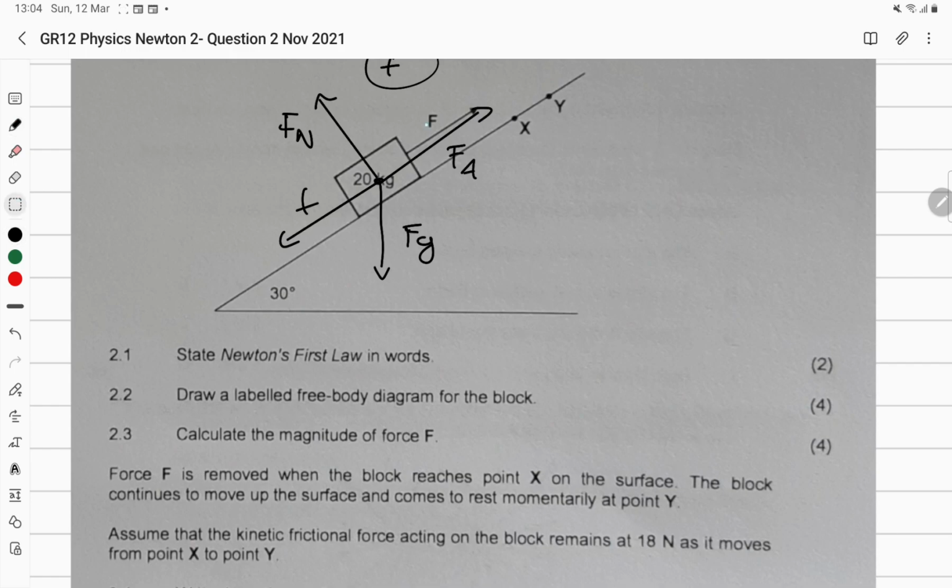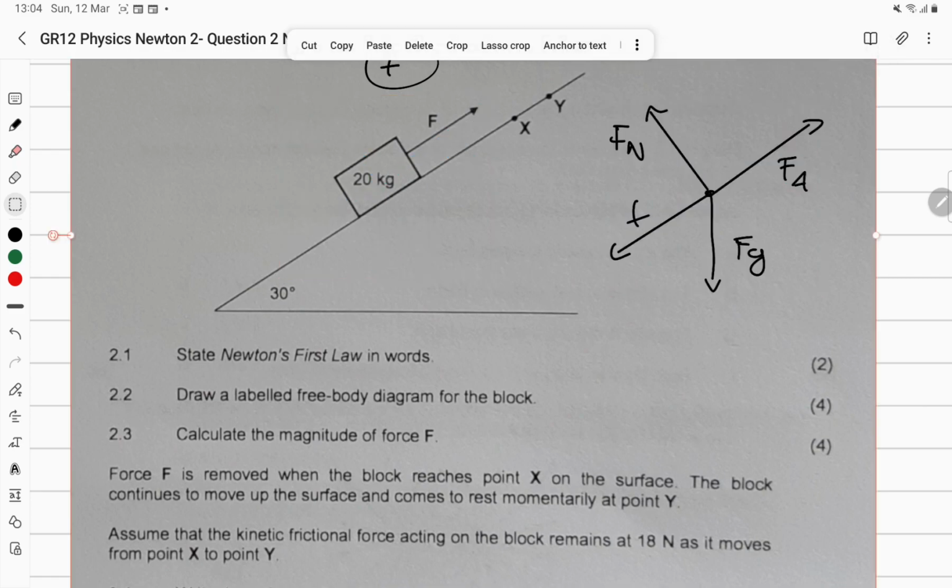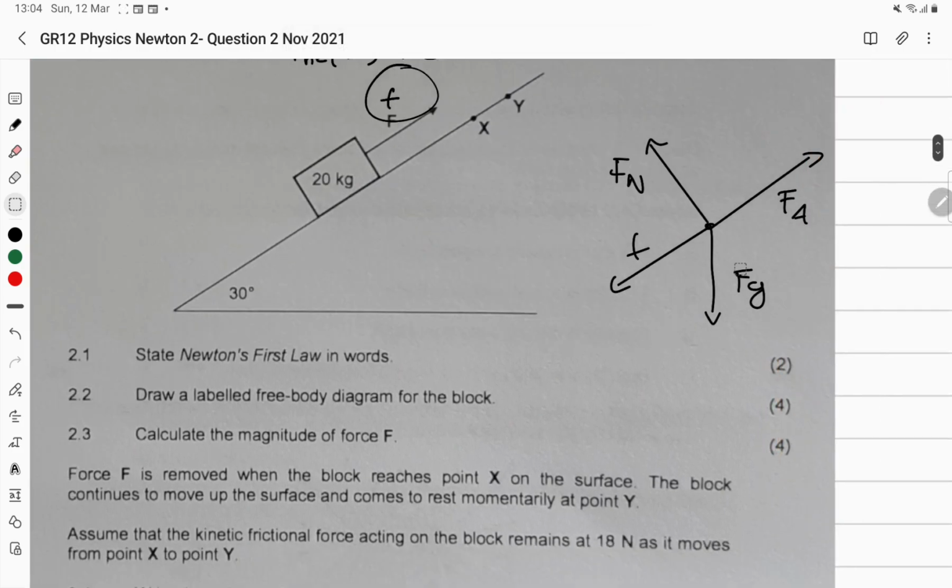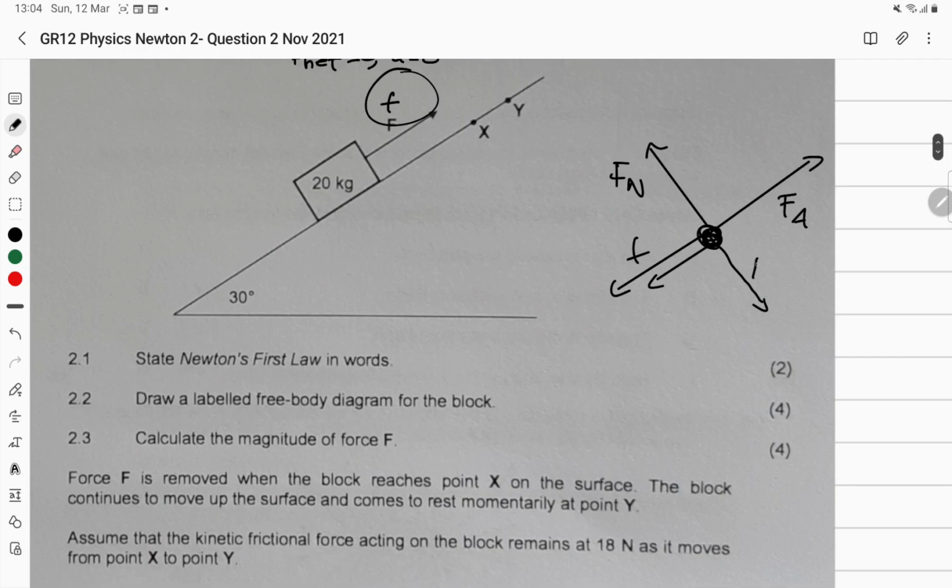So there we go. Okay, there's your free body diagram. Simple. You can also break up your FG into 2 parts. You're allowed to do that. So you can go for your FG parallel and FG perpendicular, which will look like this. All right, still 4 marks.